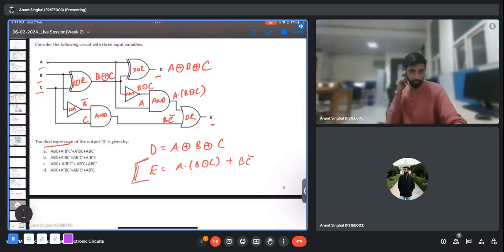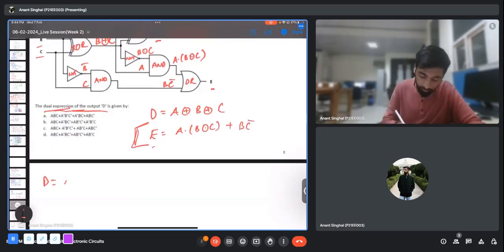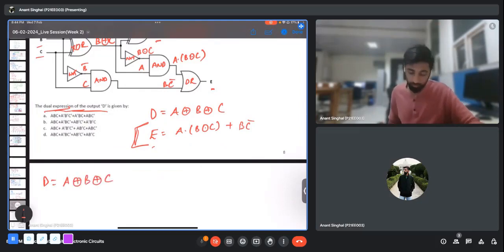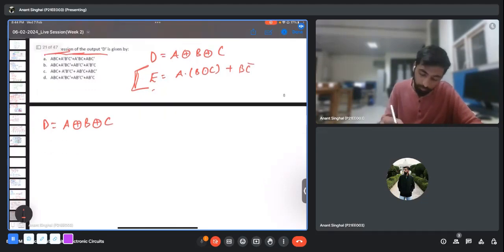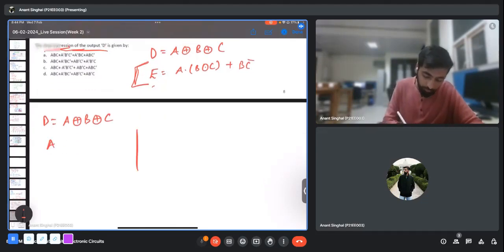It does not even require us to solve this E, but for the sanity check I have given the E expression. So now the problem says we need to find the dual expression of output D. So I have D. I need to find the dual expression. So I hope you know that in the K map, if I try to make, let's say, a truth table and this is D.